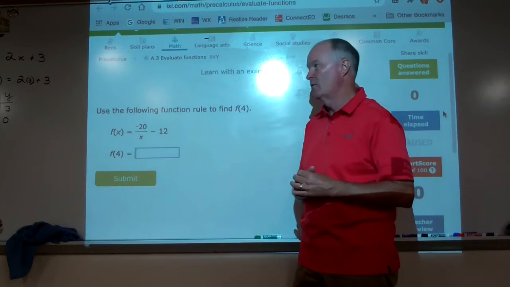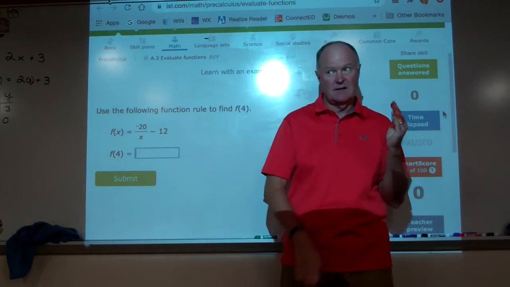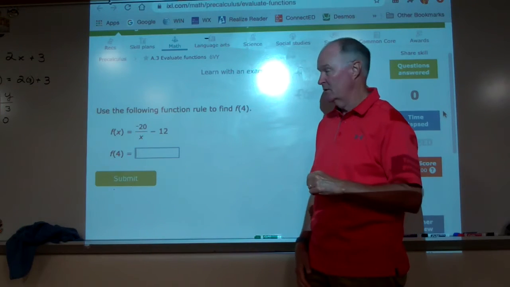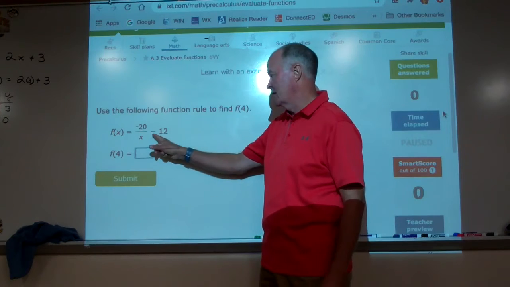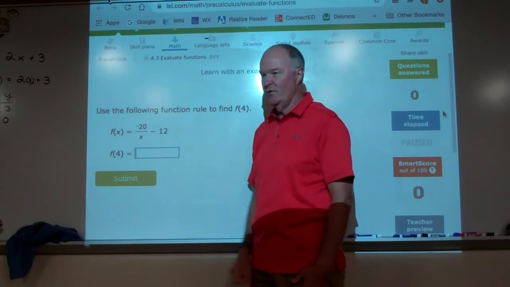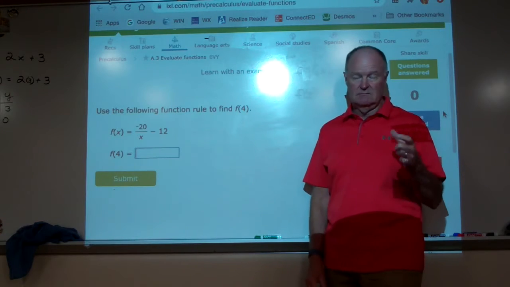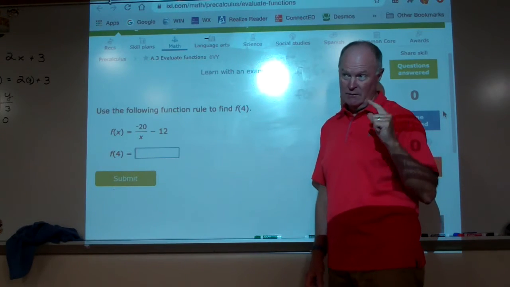You probably won't get a y value out of this, I don't think. This one only goes to 90 because I think once it gets past 90, weird stuff is asked, and so we don't need to mess with that. So in this case here, I've got negative 20 over x minus 12. It wants f of 4. So wherever you see x, that's where the 4 is going to go. There might be more than one location.